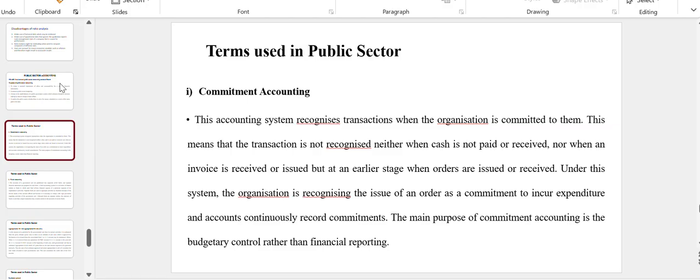Remember, we have the accrual concept in the private sector. You have to recognize a transaction once you incur it. But in commitment accounting, you recognize it once there is that commitment. So if the government makes a commitment to do something, it is recognized. If that commitment is not there, then that transaction is not recognized in the books of account. As simple as that. So remember the word commitment. And the purpose of commitment accounting, of course, is for budgetary control.